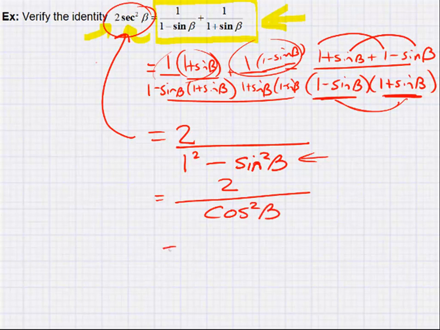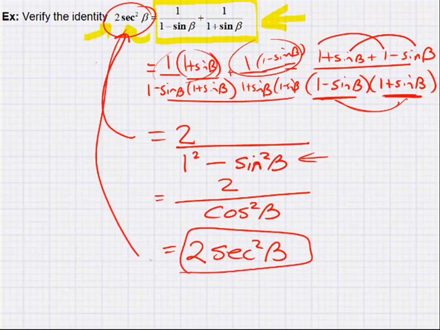One more step, cosine squared is reciprocal of secant, so then 1 over cosine squared, or 2 over cosine squared is equal to 2 times secant squared. So now I got what I was looking for. I was able to turn this into this.